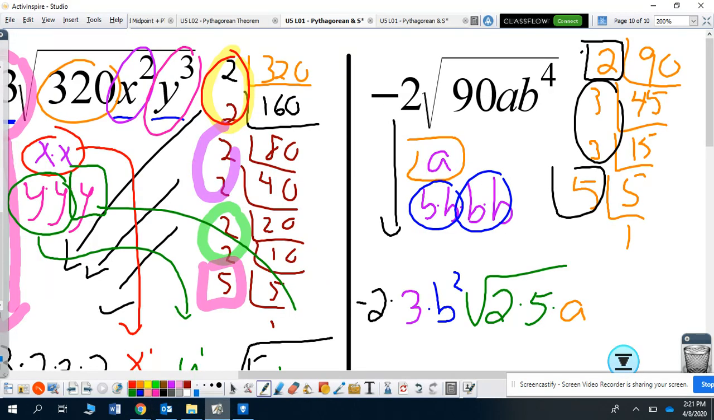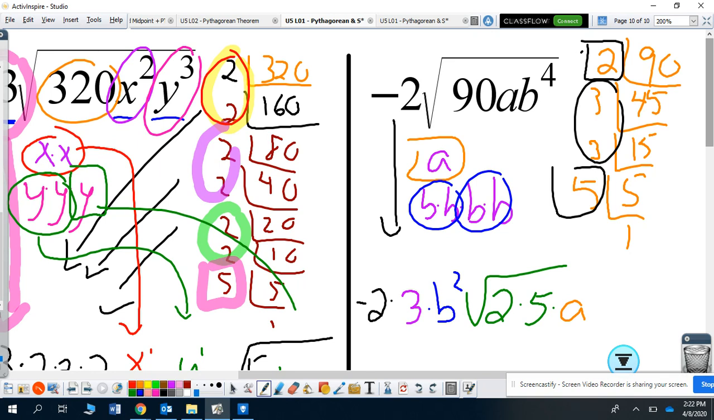All right, so here I've worked it out. You can see I divided by 2, then 3, then 3, then 5. So that gave me a 2, but didn't have any pairs. The 3 had 2 3s, so a pair of 3s, and a single 5. So you can see that I brought my negative 2 down. The 3 is the only number that gets to come outside. I saved the 2 and the 5 went inside the square root.